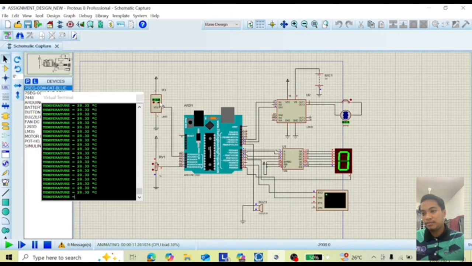So let's increase the sensor temperature. This is 29, and the virtual terminal will show 29.30 degrees Celsius, and I increase it to 30 degrees Celsius.